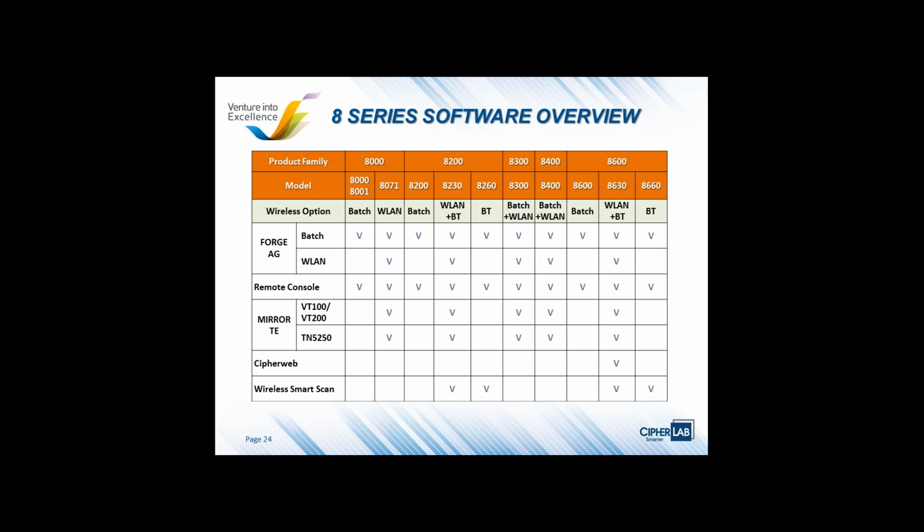Okay, perfect. So here we have a table that shows you which software is available on which models. Our 8000, 8200 and 8600 are our more popular sold devices, and our 8600 has a color display. As you said, you've just sold several 8600 terminals, so maybe you can focus on the software for the 8600. Yeah, for sure.